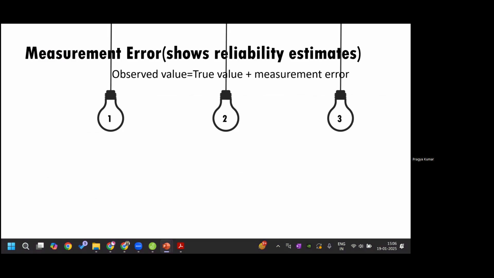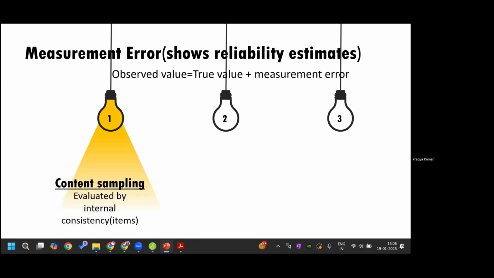Now coming to measurement error. What is a measurement error? We understood this yesterday also: there are two types of measurement error, a random error and a systematic error. Random error affects reliability and systematic error affects validity. So these are all random errors which affect reliability. You know that the observed value is the true value plus measurement error.